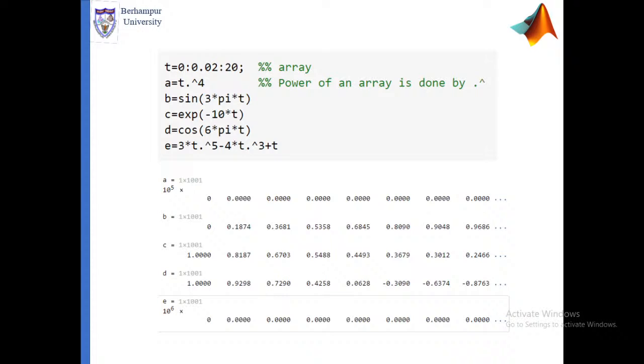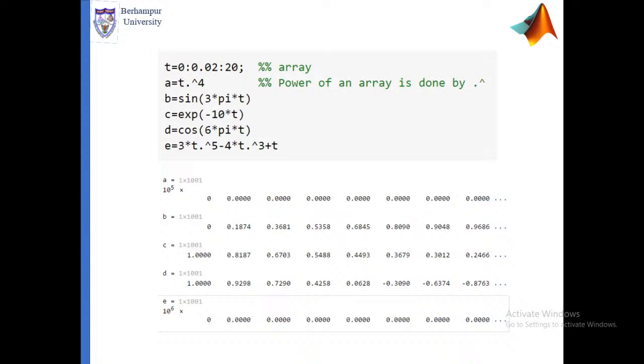Then finally, E is equal to 3 star t dot hat. Now dot hat, because t is an array, so dot hat 5. So each element of t will be raised to 5. Similarly, in the second term, it is dot hat 3. Each element will be raised to 3. The last element is t. It will be an array of t.